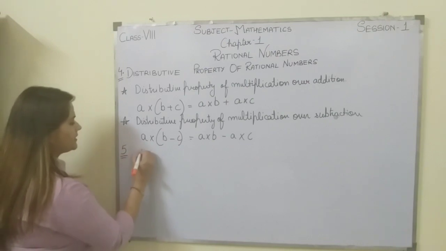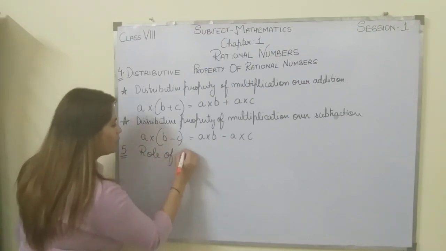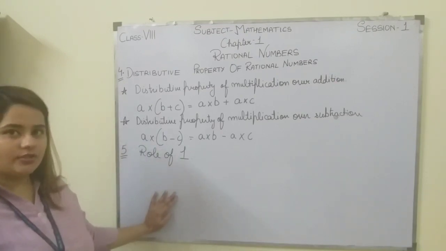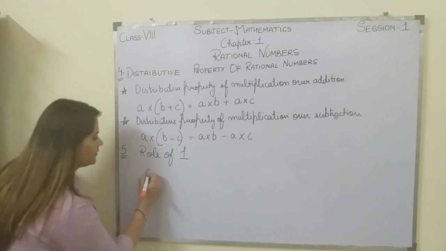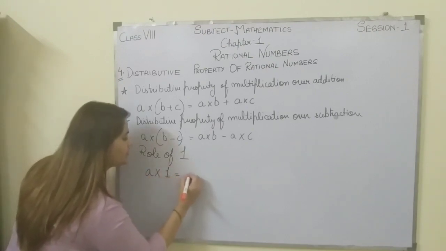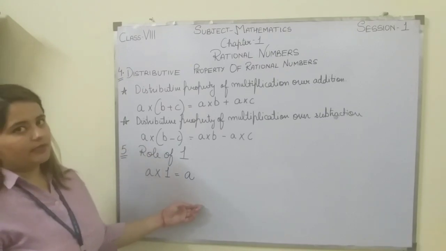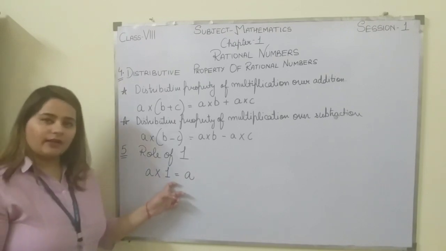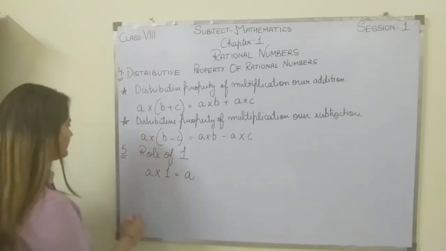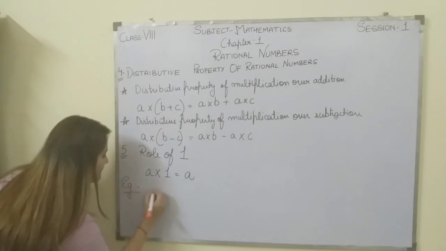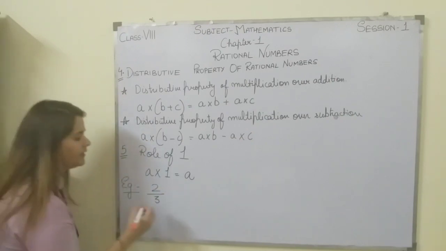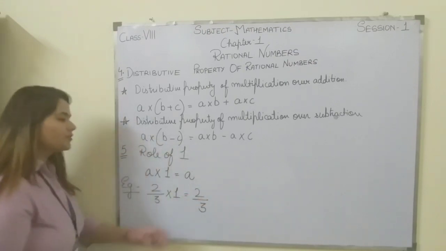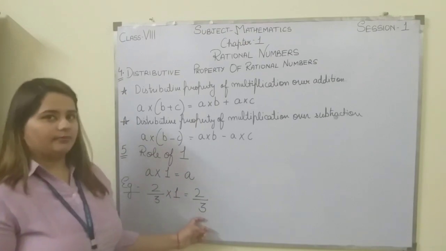The fifth property is the role of 1. In this we say that if we multiply any rational number with 1, the answer is the same rational number. If I consider A to be one of the rational numbers and I multiply it with 1, it will be A only. Let's consider an example. 2 by 3 is a rational number. If I multiply it with 1, my answer will be 2 by 3. So this is the role of 1 in the rational numbers.